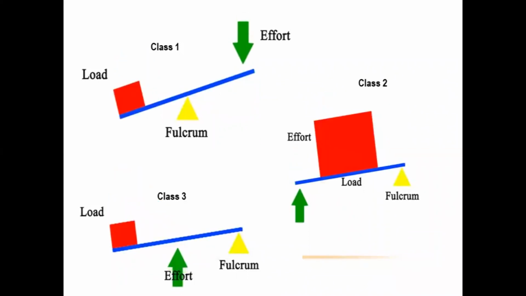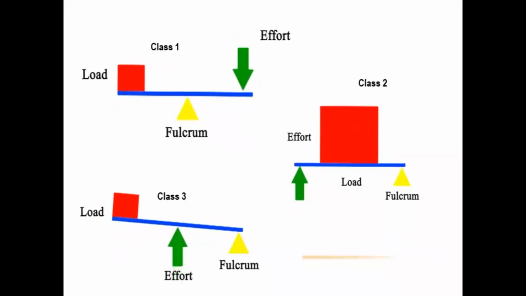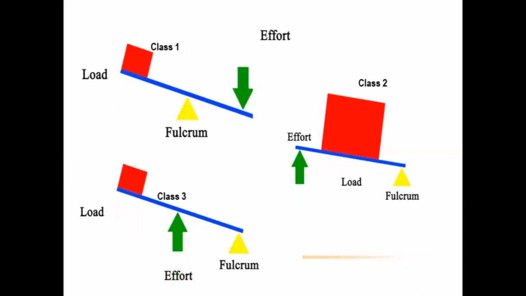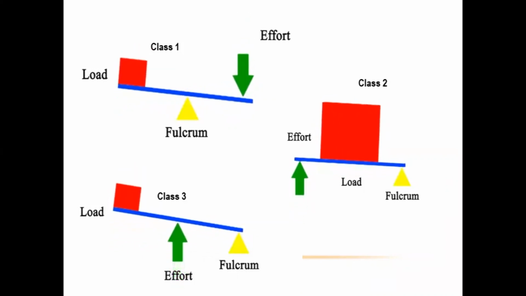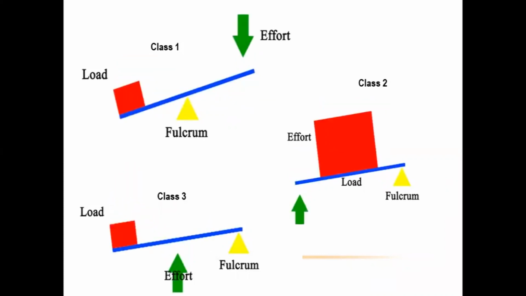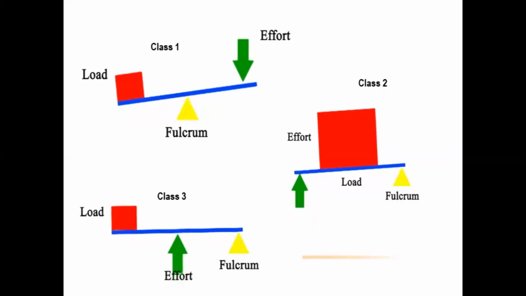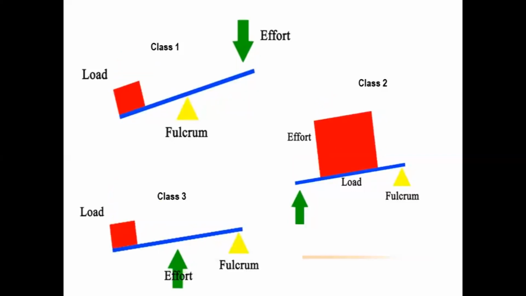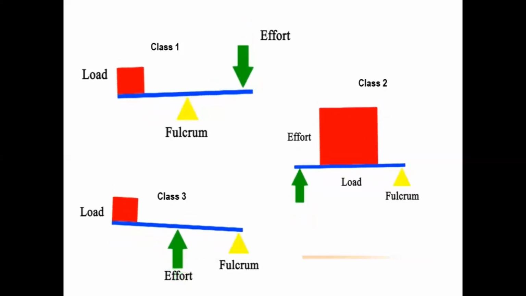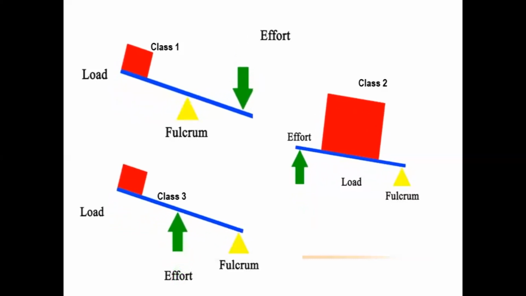These levers are classified into three classes: class 1, class 2, and class 3 levers. In the case of a class 1 lever, the fulcrum is in the middle, and the effort and load are on either side. The effort could be on the right and load on the left, or vice versa. In a class 2 lever, load is in the middle, and fulcrum and effort are on the two corners. In the case of a class 3 lever, effort is in the middle, and fulcrum and load are on the two opposite sides. If I tell you with examples, you will be able to imagine class 1, class 2 and class 3 levers.